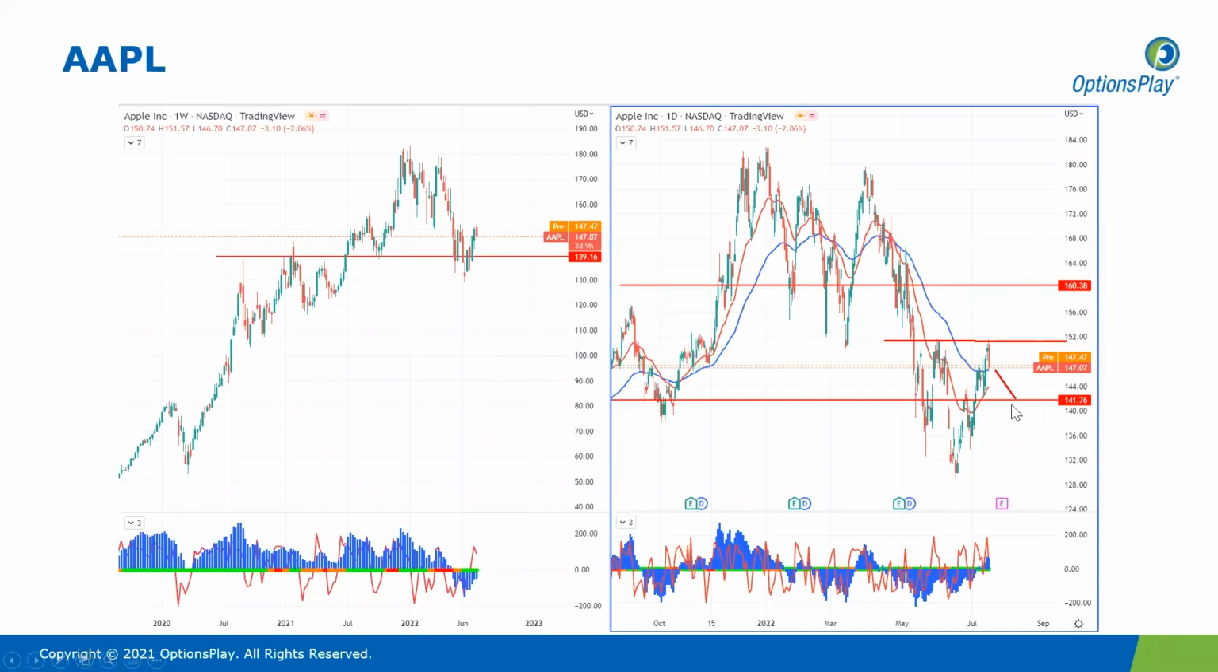And that'll be the initial target. But if it breaks below that, you're potentially looking at around a 135 secondary target here for Apple. You just have to be aware of earnings as well in the upcoming days.